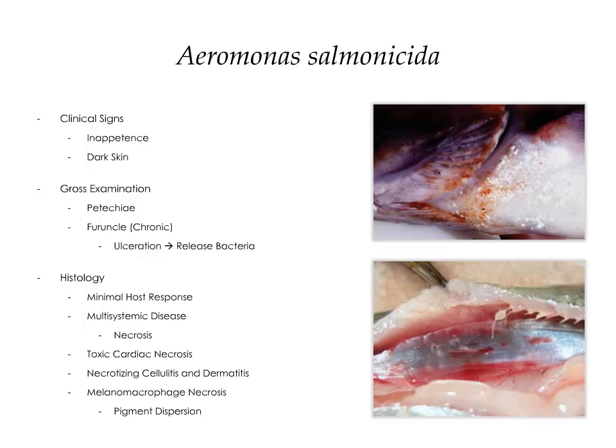Aeromonas salmonicida can also be associated with toxic cardiac necrosis. This is a condition where bacterial toxemia can cause myocardial degeneration and necrosis. Other lesions include necrotizing cellulitis and dermatitis. The bacteria can also cause degeneration and necrosis of melanomacrophage centers, resulting in pigment dispersion. The images to the right are just examples of petechial hemorrhage within the skin and swim bladder as a result of septicemia.